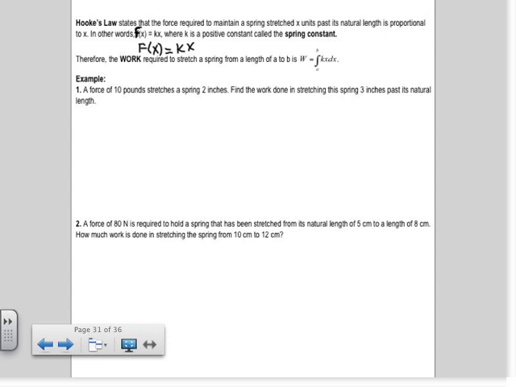All right, so it says, therefore, the work required to stretch a spring from length A to B, this is your force. So it's the same thing, integral of f of x dx from A to B. Okay, so you always need to find the stretchiness factor. So it says always make sure you always find k first.